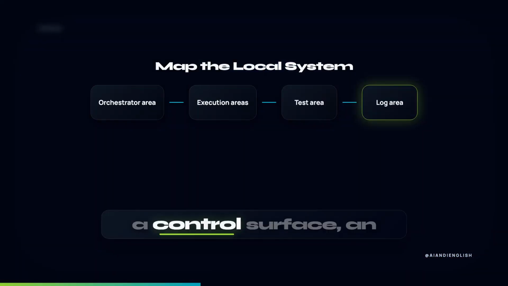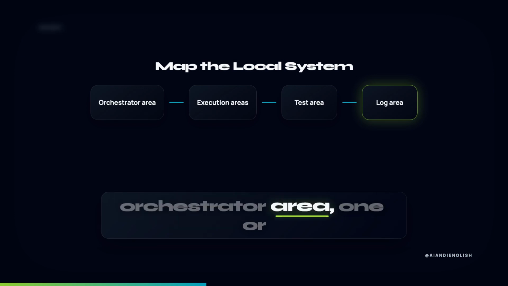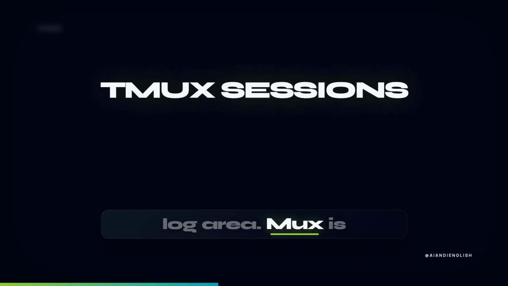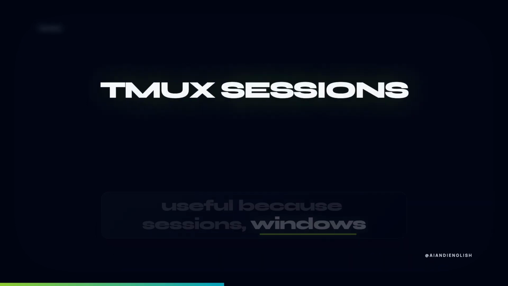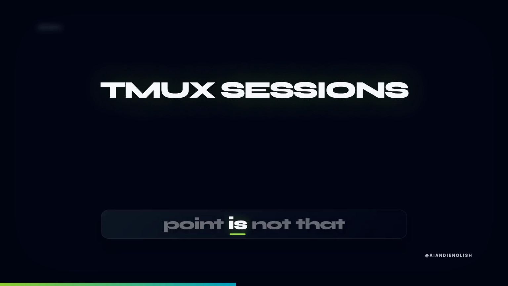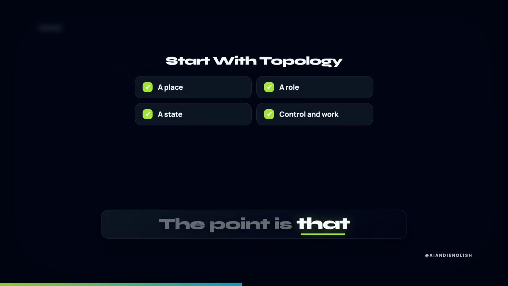Think of OpenRig as a control surface, an orchestrator area, one or more execution areas, a test area, and a log area. Tmux is useful because sessions, windows, and panes can persist when you disconnect and reattach later. The key point is not that tmux is fancy. The point is that every agent gets a place, a role, and a state.